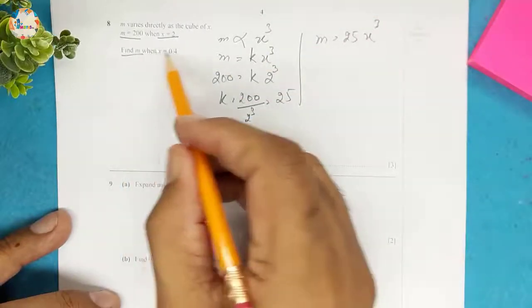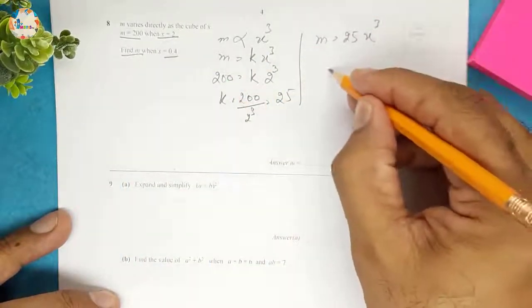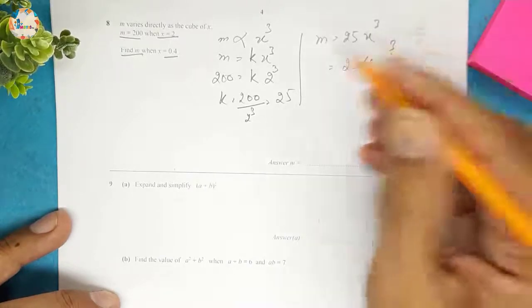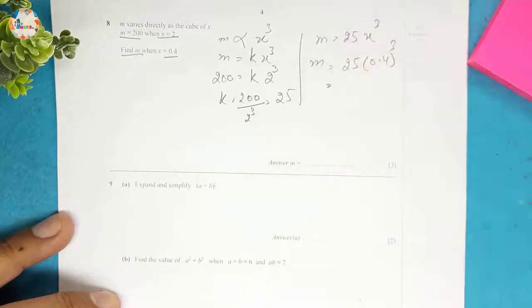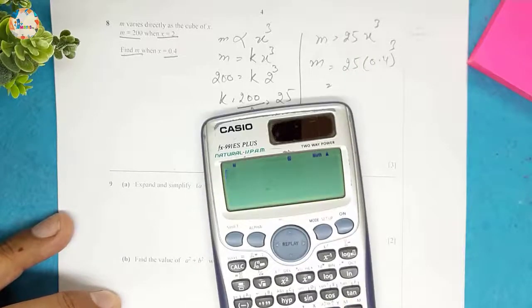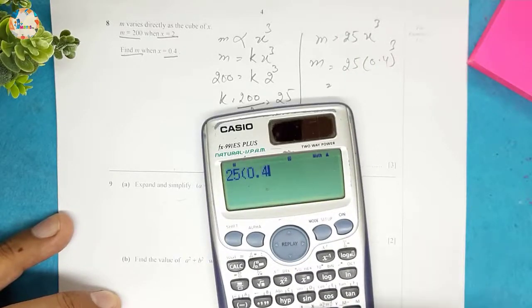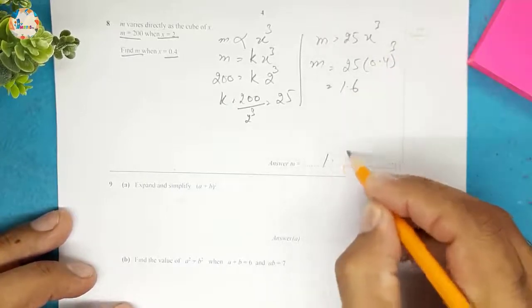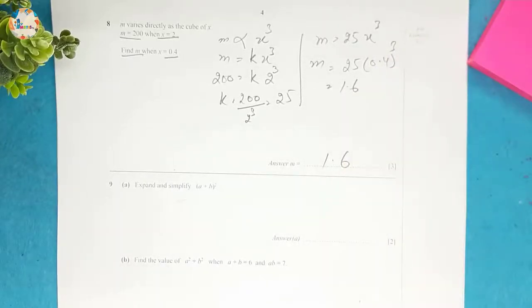Now we have to find m when x is equal to 0.4. So we can write here 25 into 0.4, and whole raised to the power 3, is equal to 1.6. So 1.6 will be our answer for this question number 8.